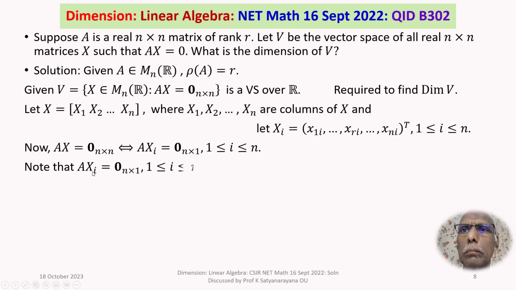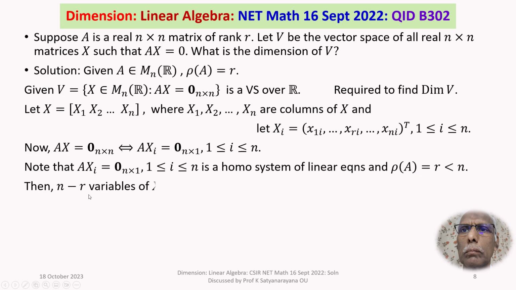Note that Axi is equal to the zero n by 1 vector for each i equal to 1 to n is a homogeneous system of linear equations, and we have rank of A is r, which is less than n. Then n minus r variables of xi are arbitrary and hence it admits an infinite number of solutions. So for each column, n minus r variables are arbitrary. If we take all these columns, AX consisting of n columns, in each column n minus r variables are arbitrary.